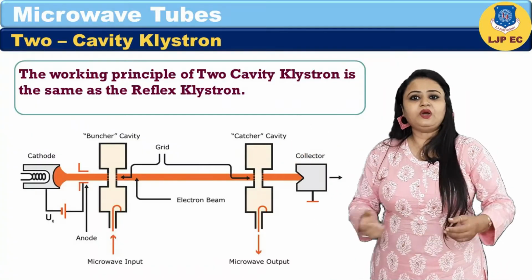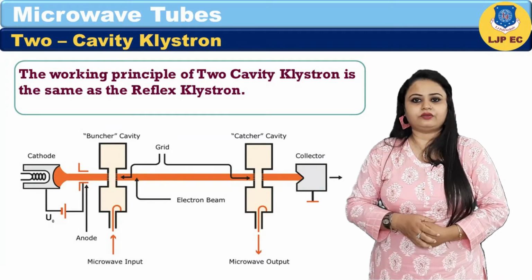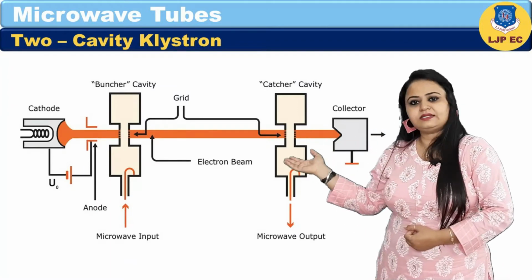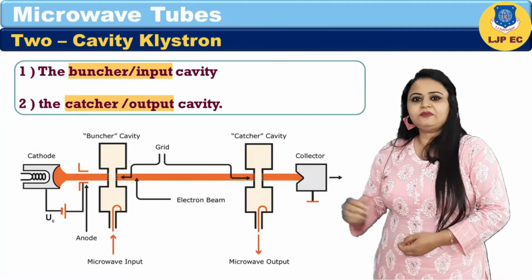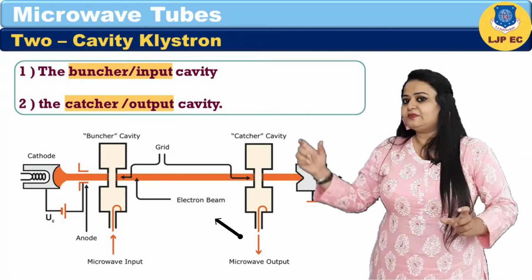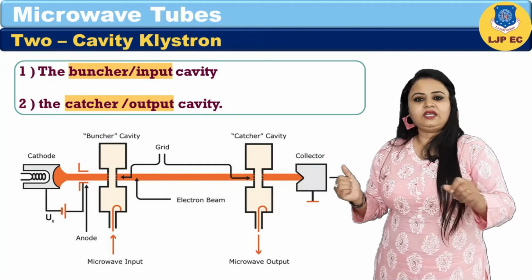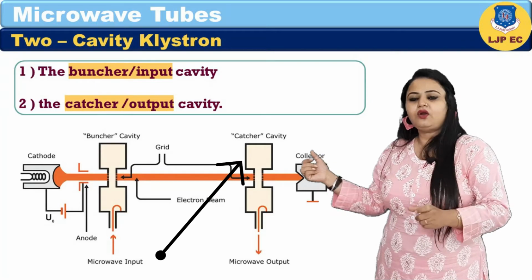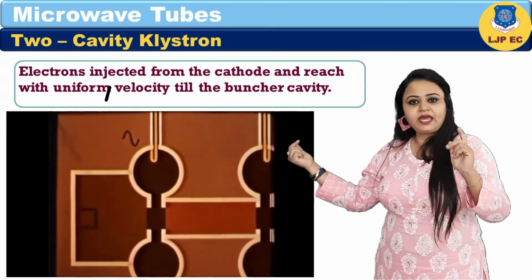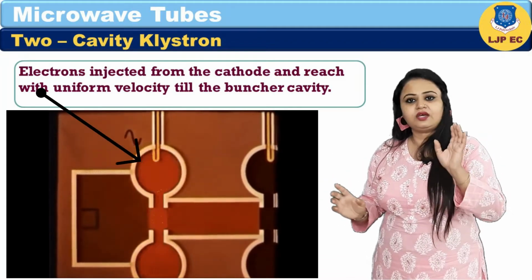The working principle of two cavity klystron is the same as reflex klystron. The construction diagram of two cavity klystron is like this. As the name suggests, there are two cavities. The first cavity is known as buncher cavity or input cavity, and the other cavity is known as catcher cavity or output cavity. Electrons injected from the cathode reach the buncher cavity with uniform velocity.